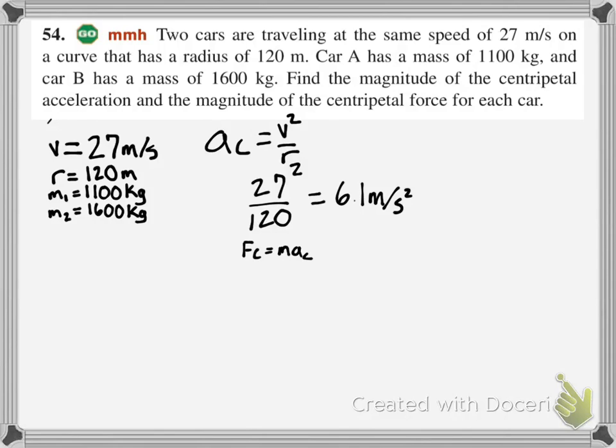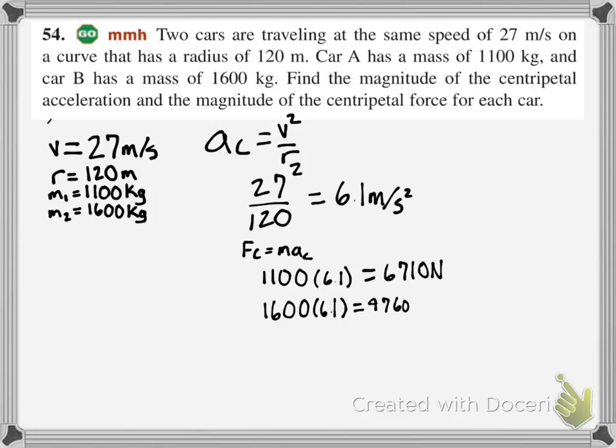So now we have 1,100 kilograms times 6.1, which will give us about 6,710 newtons. Now we need to do this for the other car. So 1,600 times 6.1, which will give us 9,760 newtons.